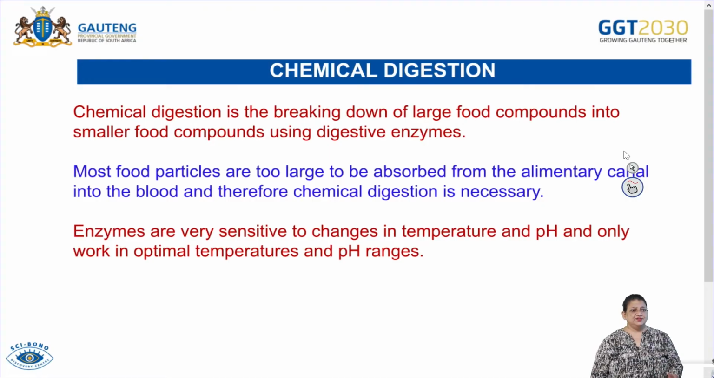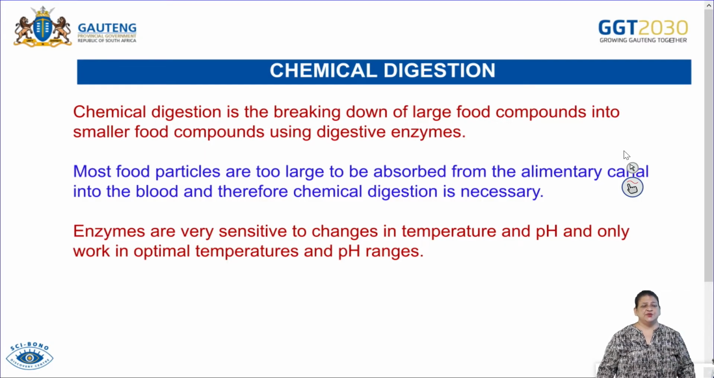Remember now, enzymes involved in chemical digestion are sensitive to changes in temperature and pH and only work in an optimum temperature and pH range. So you learned last week that enzymes can denature, okay? Enzymes can denature. So if you have a temperature, for example, you're sick, your temperature is supposed to be 37.5, but suddenly you're sick and you have a fever and your temperature goes to 40, 42. Why is it dangerous?